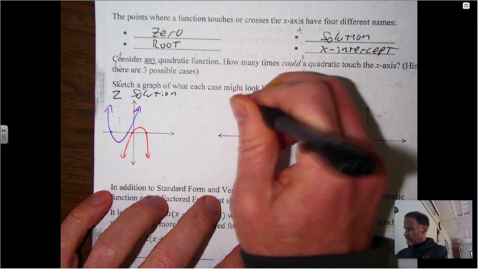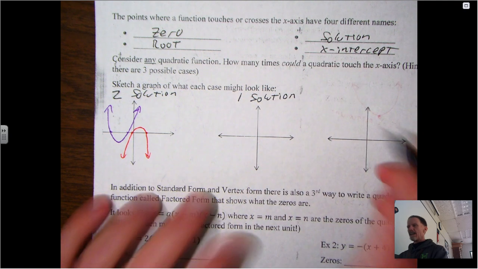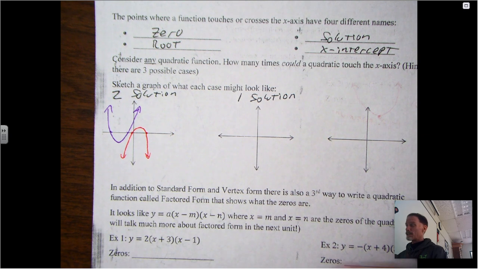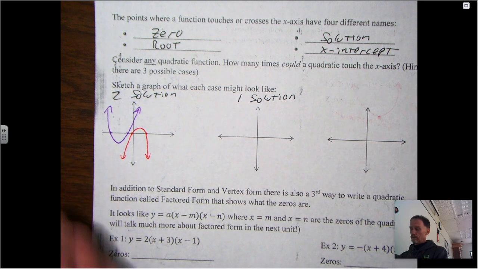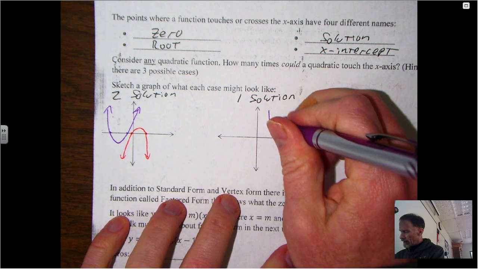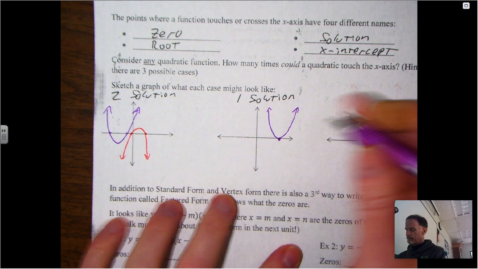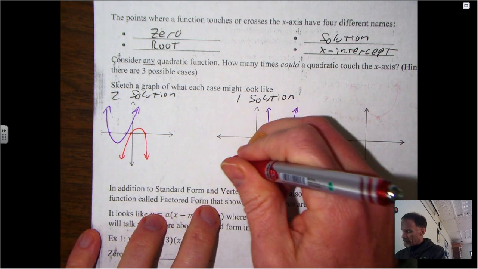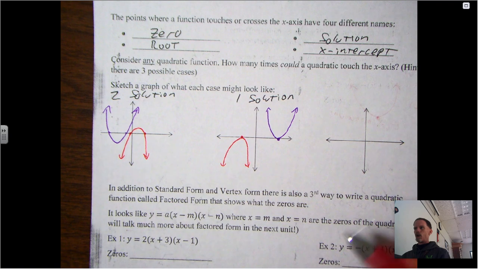It could also only touch the x-axis in one case, in one place, I should say. Now think about this. Remember, it doesn't have to cross the axis. As long as it touches, it still counts as a solution or a root or a zero. So what would it look like if it only had one solution? Well, if it's opening up, that means the vertex would have to be right on the x-axis. That's your one solution. Or same thing, if it's opening down, the vertex would still have to be right on the axis.